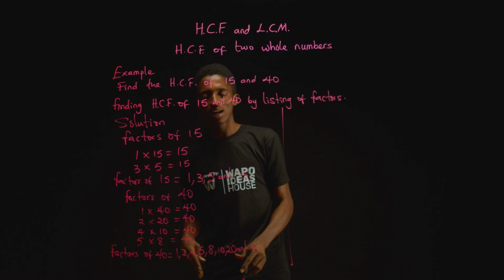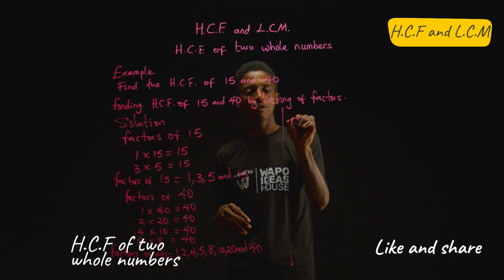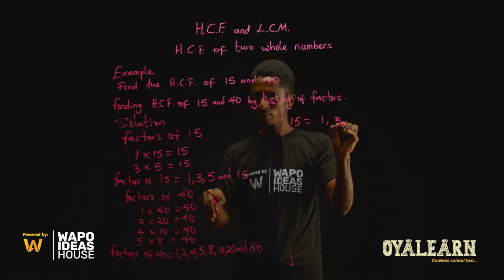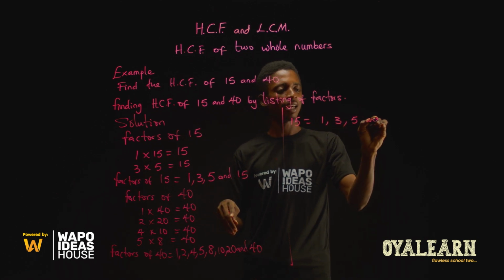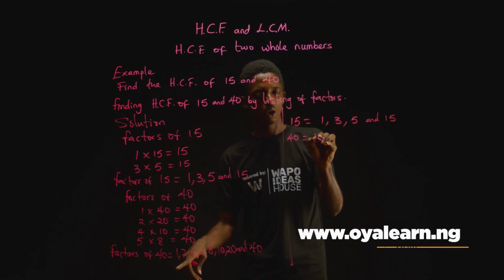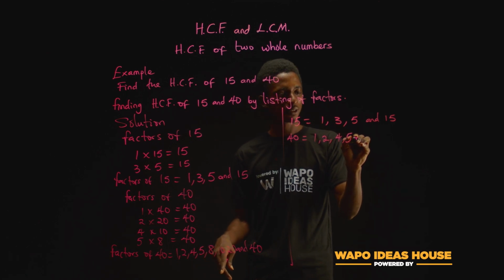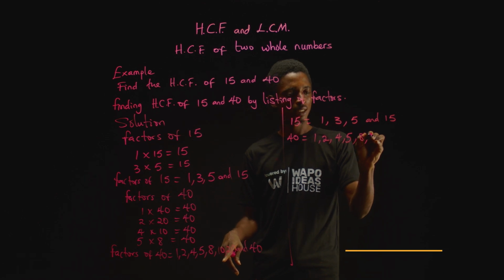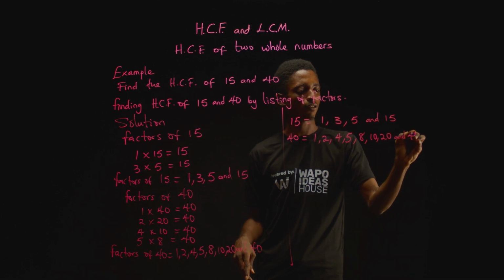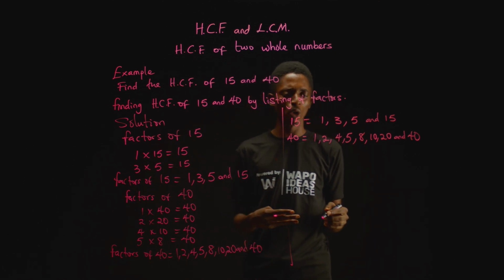Now that we have gotten the factors, let's put them side by side so that we can compare them easily. That is, for 15, we have 1, 3, 5, and 15, while for 40, we have 1, 2, 4, 5, 8, 10, 20, and 40.